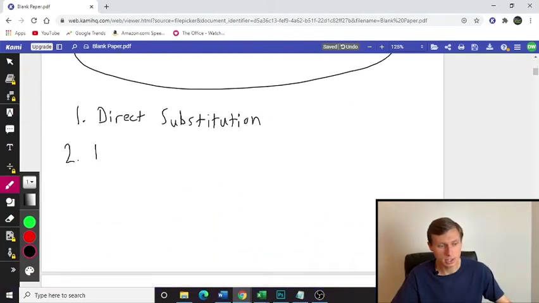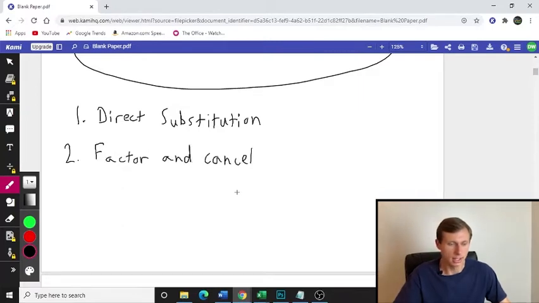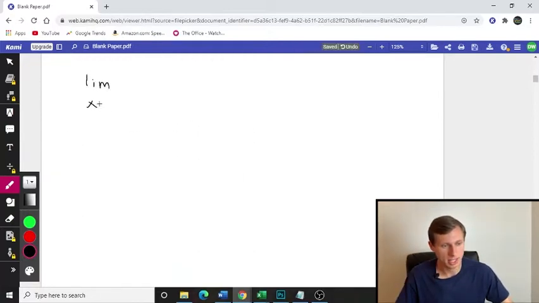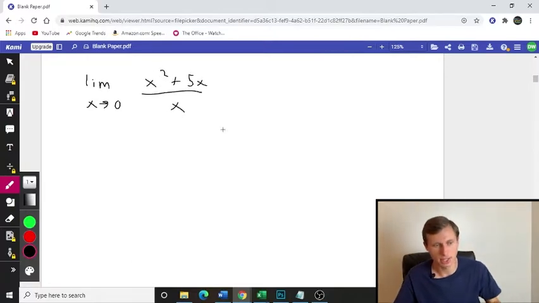Method 2 is going to be factoring and canceling. So factor and cancel. And let's see an example of that. So let's say we have limit as x approaches 0 of x squared plus 5x all over x. Okay, we can't plug in 0 here because we would get 0 in the denominator, but what we can do is we can try and factor out an x term in the numerator to cancel it with the x in the denominator, and then hopefully be able to compute the limit. Okay, so let's try that.